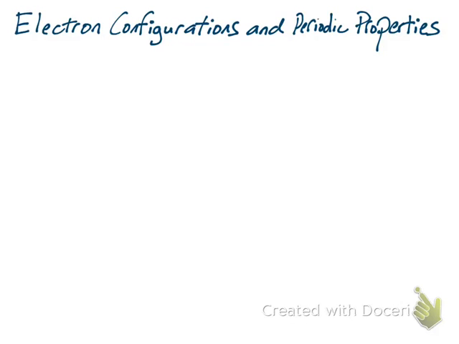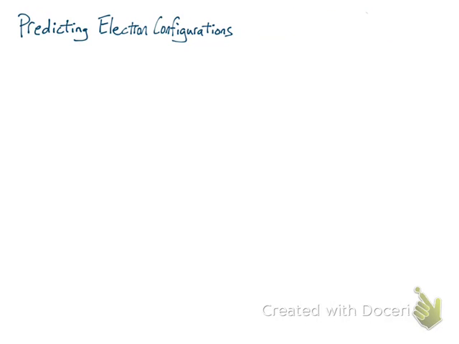Hello, in this video I'm going to discuss the material that occurs in the second half of Chapter 2 from your text on electron configurations and periodic properties. In particular, we want to be able to predict electron configurations using a series of rules and tools that they supply in this chapter. In other words, the order of filling of the electrons as we proceed from hydrogen through helium and onto the rest of the elements in the periodic table.